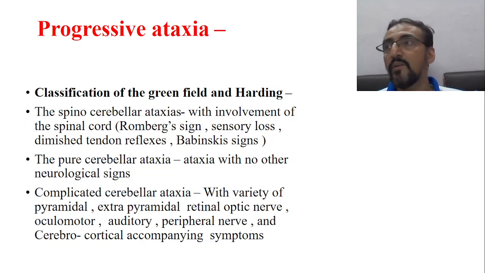Sensory roots are not affected, and the vestibular nucleus is not affected. Only cerebellar, pure, means only ataxia will be there without any other afflictions. Of course, the functions of the cerebellum will be affected. We know that. What are the functions of the cerebellum? Now, complicated cerebellar ataxia is there, with a variety of pyramidal, extrapyramidal, retinal, optic nerve, oculomotor, auditory, peripheral nerve, and cerebrocortical accompanying symptoms. Everything will be there.